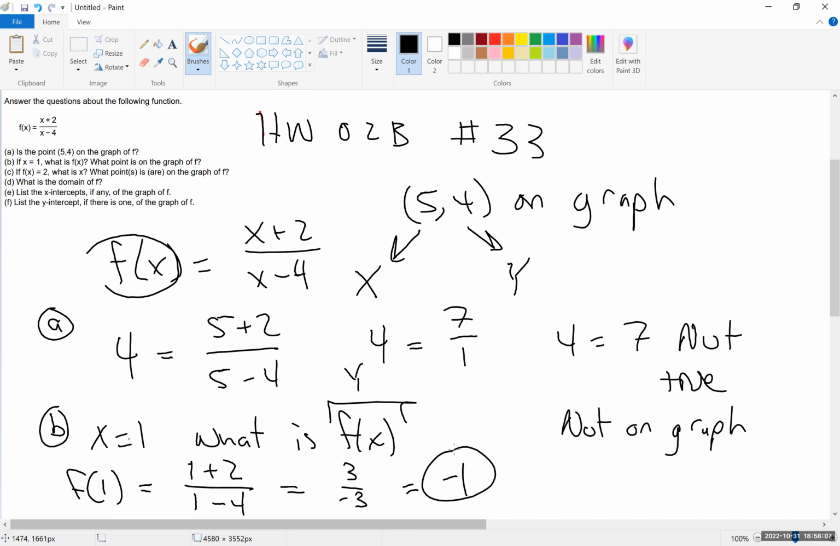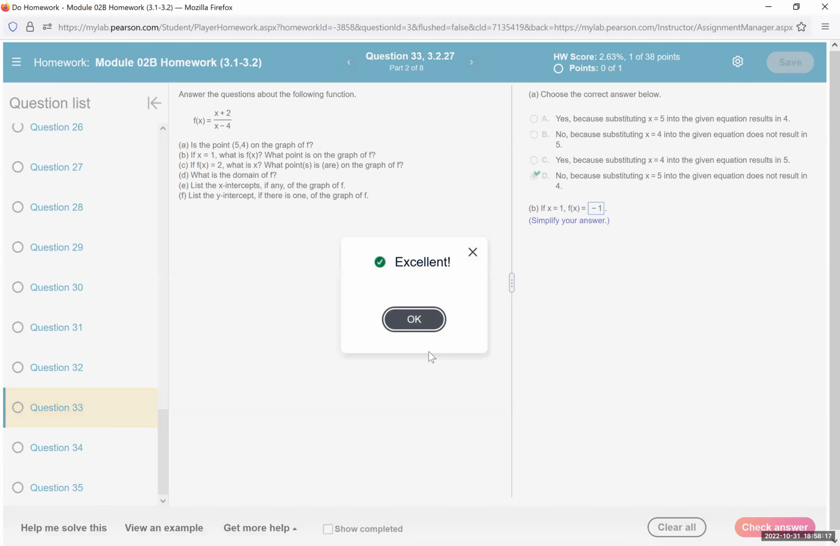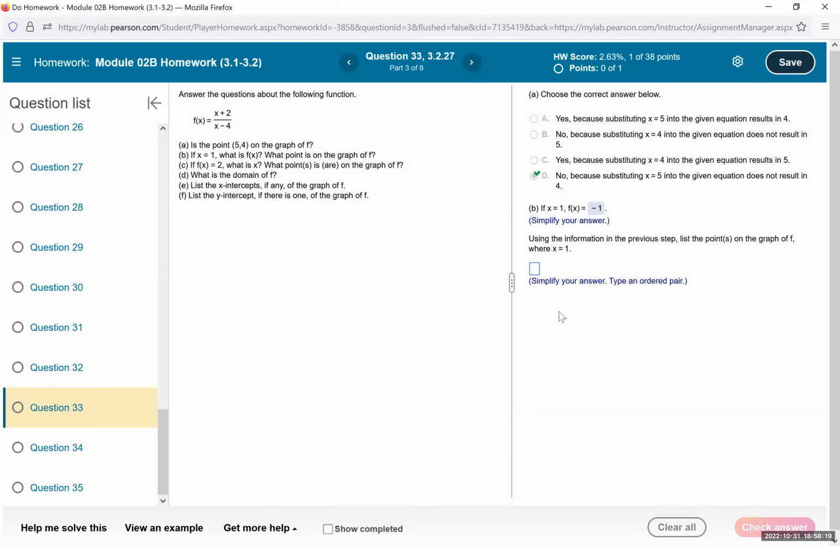Okay, and if you have questions anytime, please let me know. I did want to get through as much of this problem as I could, which is why I'm going so fast. I know it's not super nice. We'll put in negative 1. We'll check our answer. Hey, great job. We got it.